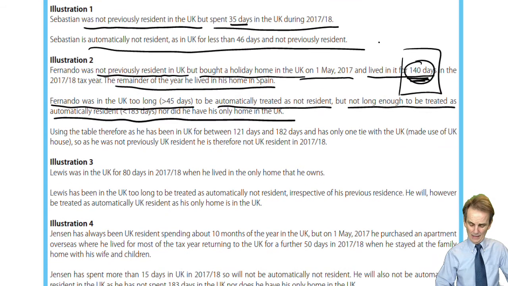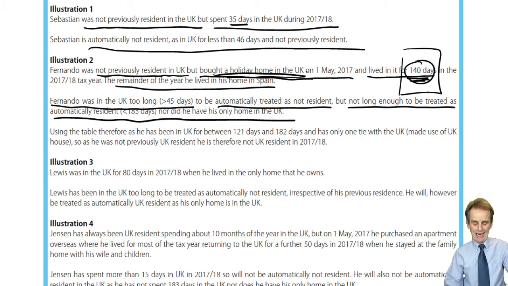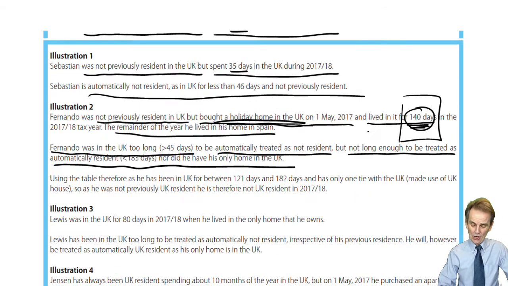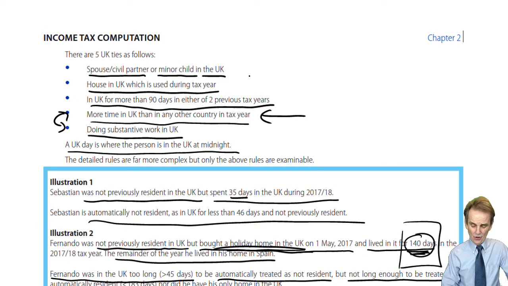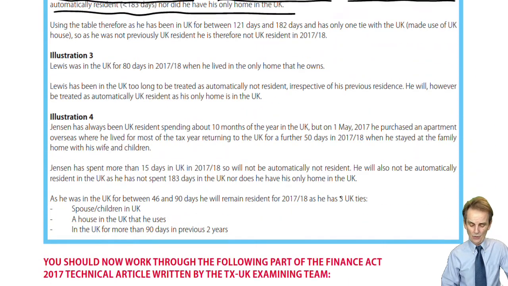Now look at the information that we're told about Fernando here. All we know that ties him to the UK is that he has a home. He bought a holiday home in the UK there. So he has a house in the UK. But looking at our other tests, no reference to any spouse or minor children. Yes, he does have the house in the UK. That one was applicable. No, he wasn't in the UK for 90 days or more. That one's not relevant. Doing substantive work in the UK, no. So he's only got one tie with the UK.